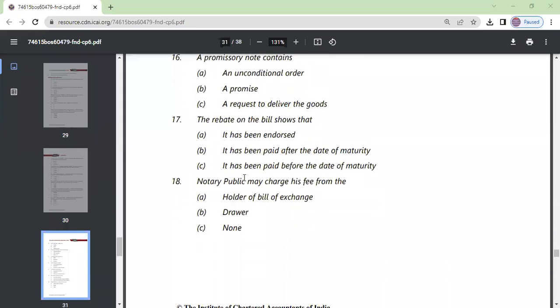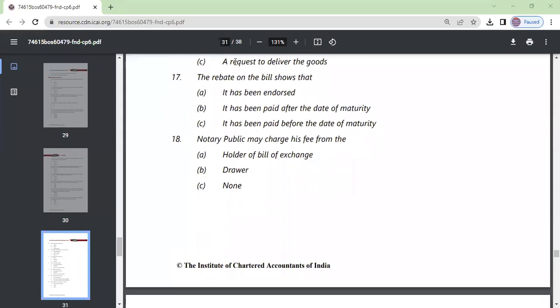Next. Coming to question number 17, the rebate on bill shows that. What is rebate? Rebate of the bills is also called retiring bills. What about retiring bills? If the drawee pays the bill amount before the maturity date, that is called a retiring bill. In that case, the drawer gives the discount. This discount is a loss to the drawer and a gain to the drawee, right? So rebate of the bill means the drawee pays the bill amount before the maturity date.